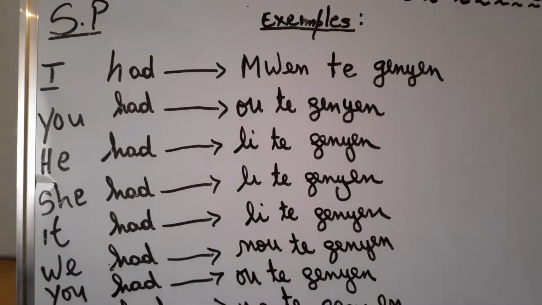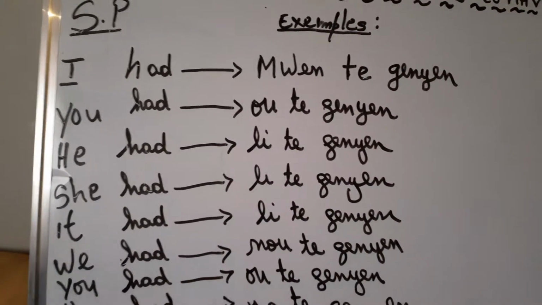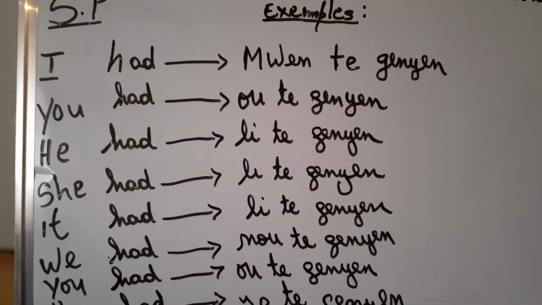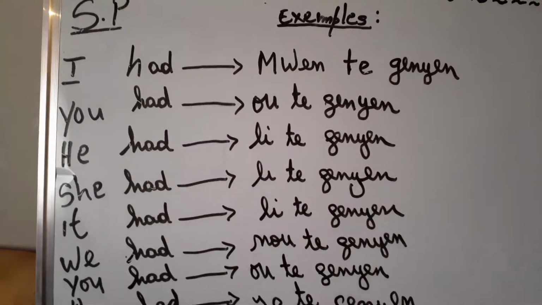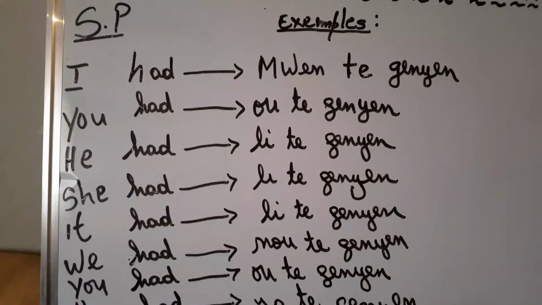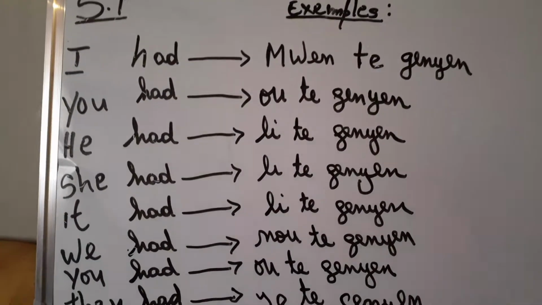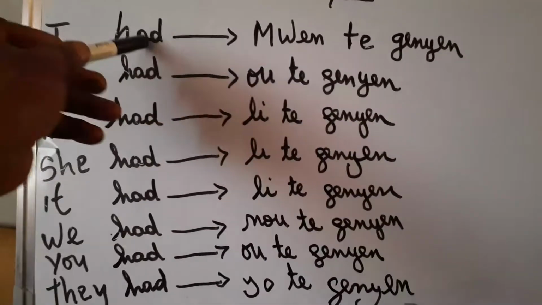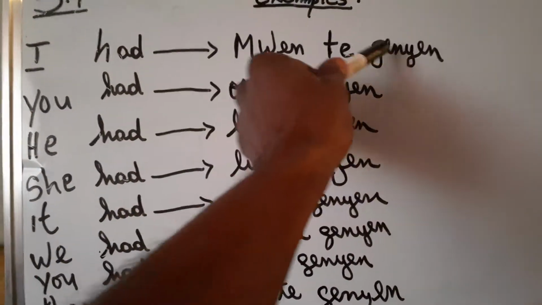Okay, guys? For example, yesterday I had a pen. When I say yesterday, the verb must be in the past, because we talk about the past. Okay, guys? For something that you had. I had means in Creole, mwen te genyen.